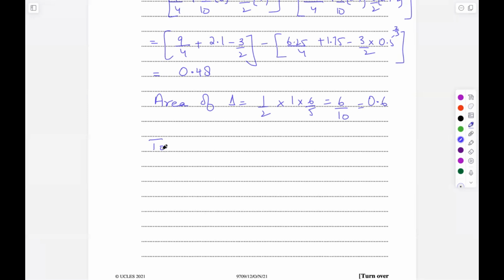So the total area will be equal to 0.6 plus 0.48, which equals 1.08. So the final answer will be 1.08 for the area of the shaded region.